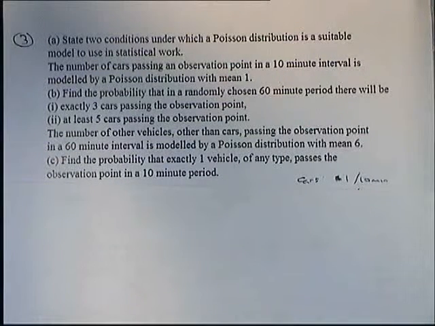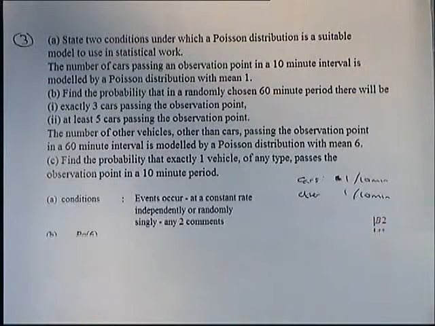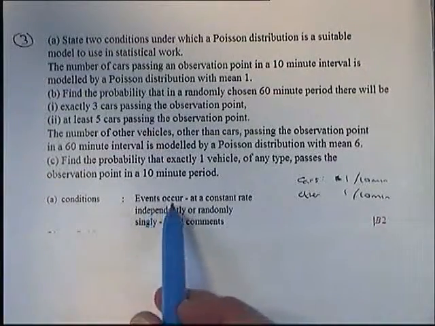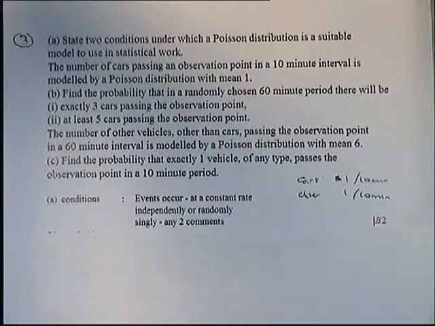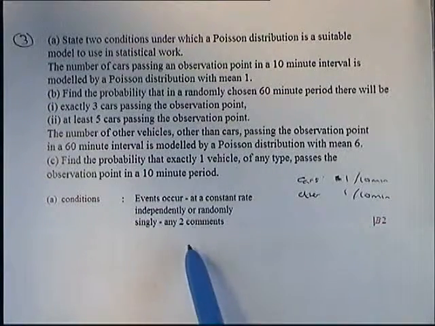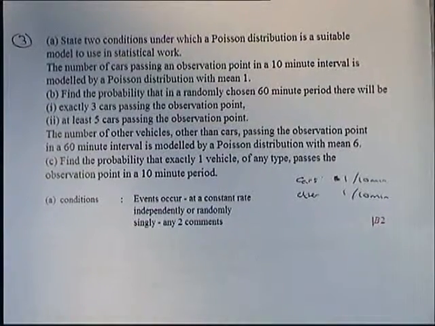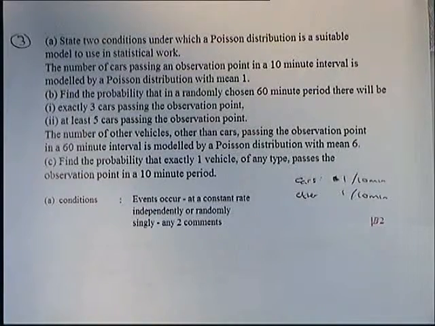Discrete. Anything else anybody can think of? Independent. Yeah, okay. So for part A, they've got events occur at a constant rate, randomly or independently. And singly there means only one can happen at a time. You can't actually get two happening at exactly the same time. You can get two in a time interval. But basically any two conditions got you those 2 marks for that first part of the question.